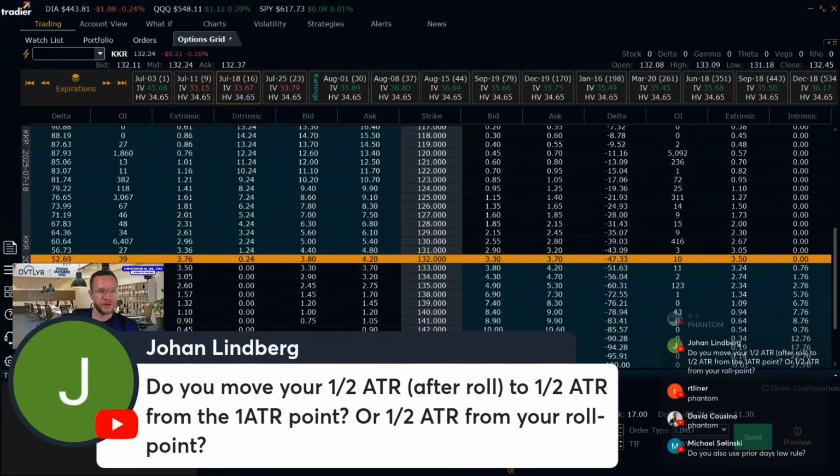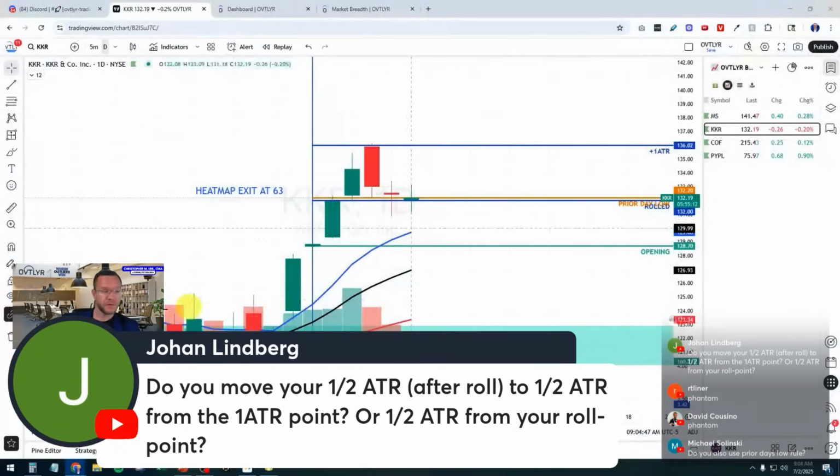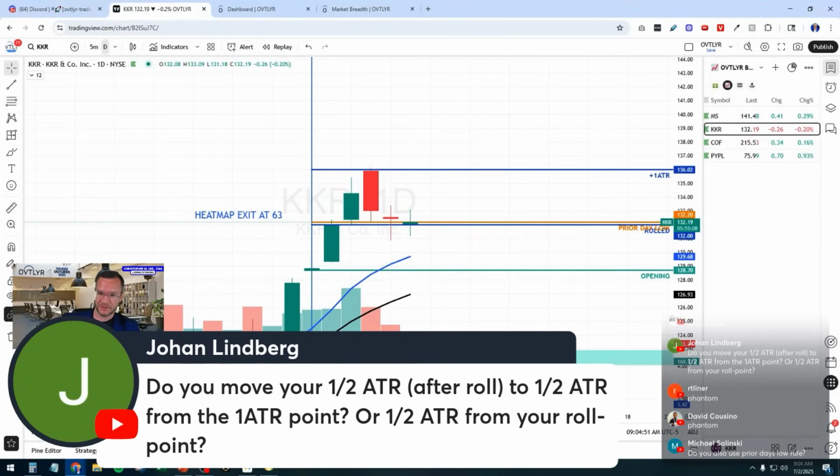Okay, Jonathan, we're going to get really specific here. Do you move the half ATR after the roll to half ATR from the 1 ATR point, or half ATR from the rolling point? From the rolling point. So let's say, for example, if KKR does something awesome today, that would be so sick.